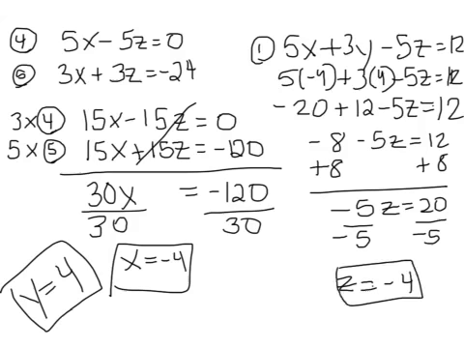Typically, for a problem like this, you would write your final answer as what's called an ordered triple, meaning that all 3 answers need to be put in order of the alphabet. So x is negative 4, y is 4, and z is negative 4. And then you put parentheses around that, and that would be a way to write the solution that everyone can understand.